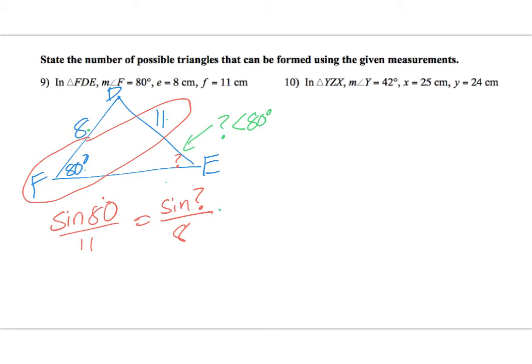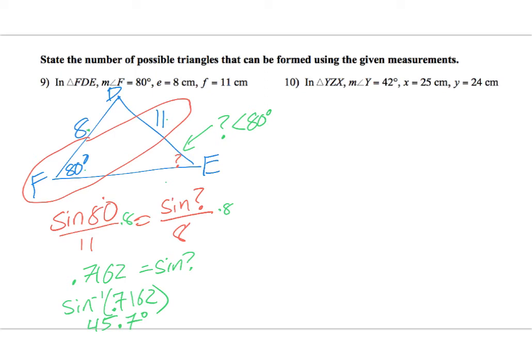So we end up multiplying by 8. And the value for that is going to be 0.7162 is equal to sine of question mark. The inverse sine of that, and when I do that, is 45.7 degrees. Now, here's where this comes into play.